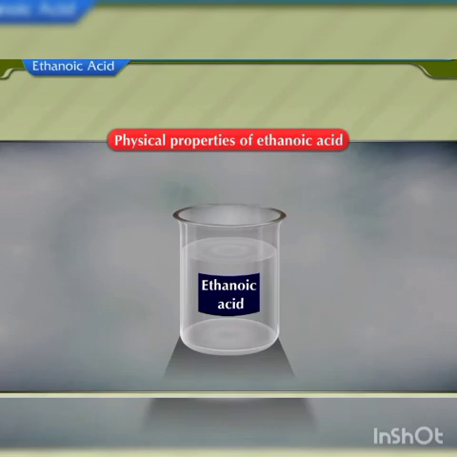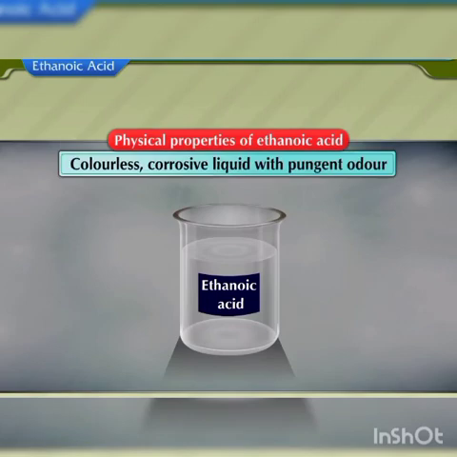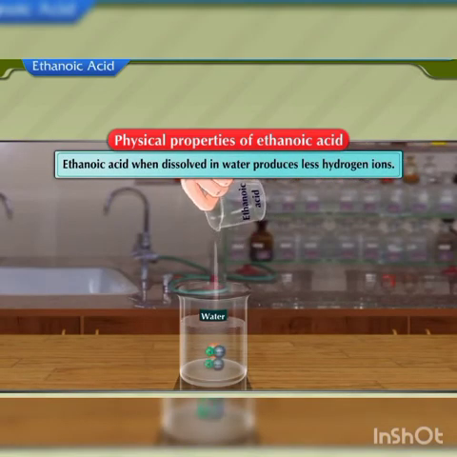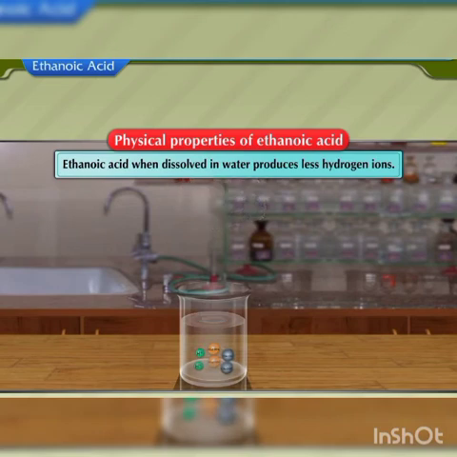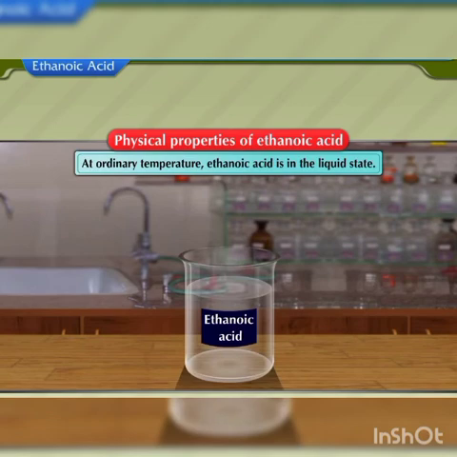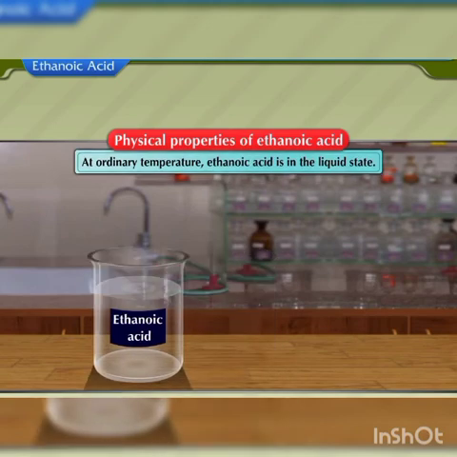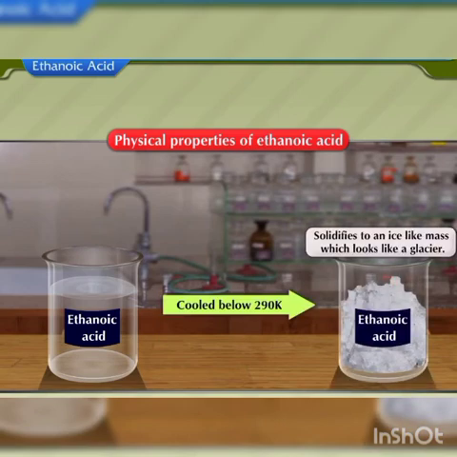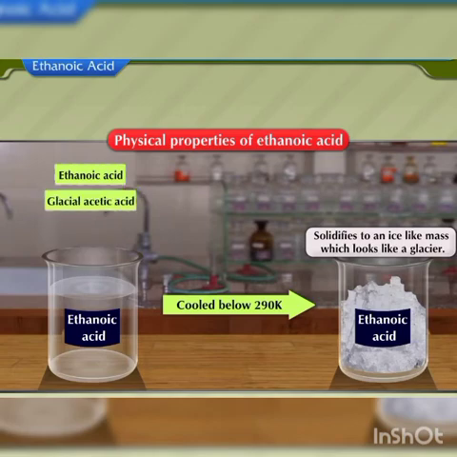Let us discuss the physical properties of ethanoic acid. Ethanoic acid is a colorless corrosive liquid with a pungent odor. Ethanoic acid, when dissolved in water, produces fewer hydrogen ions, hence it is a weak acid. At ordinary temperature, ethanoic acid is in the liquid state. When ethanoic acid is cooled below 290 Kelvin, it solidifies into an ice-like mass which looks like a glacier. Therefore, ethanoic acid is also called glacial acetic acid or simply acetic acid.